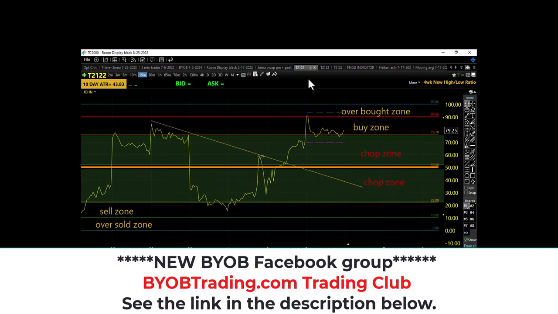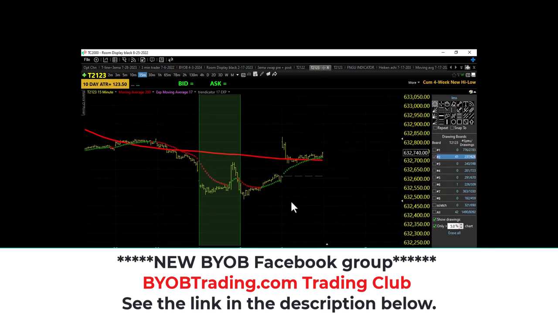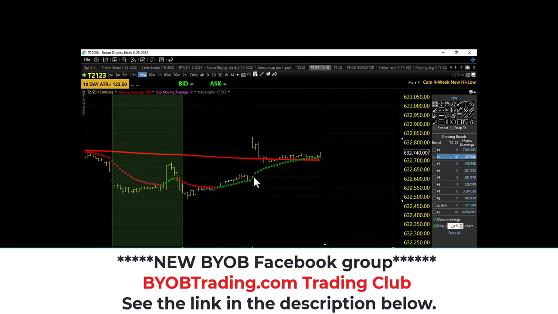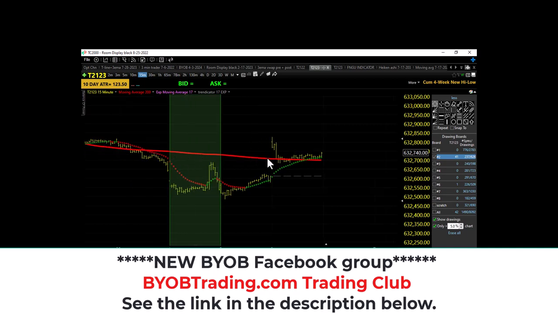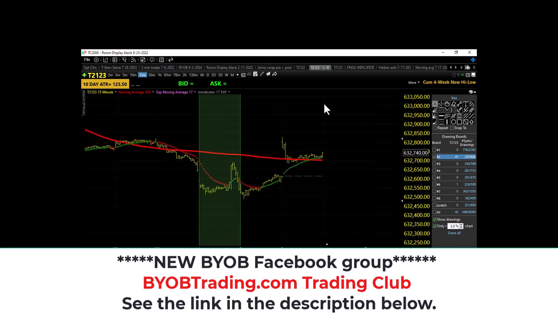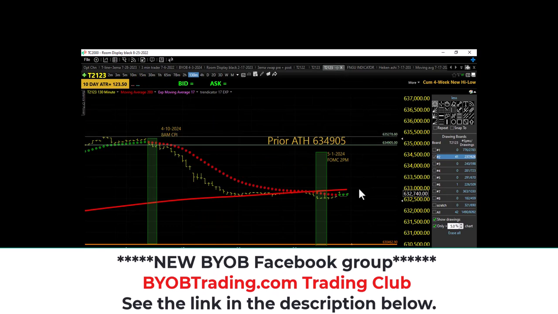And that's it for T2122, T2123. Friday's price action, green from the beginning of the day to the end of the day. You can see we gapped up, came back to the descending 200 SMA, and we found some support on top of that. So that's a good thing. So let's take a look. It's a good thing for the bulls.